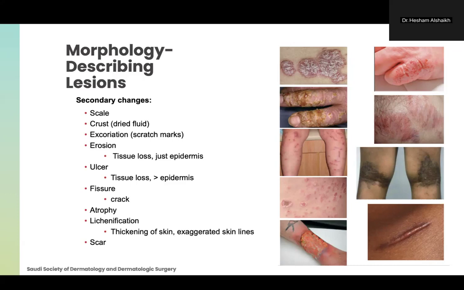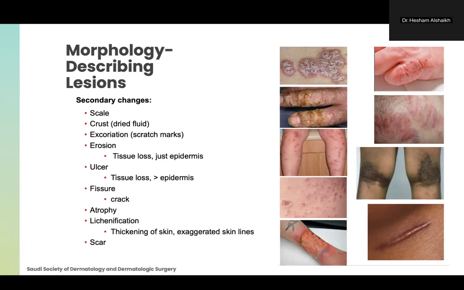Lichenification is basically a thickening of the skin due to chronic ongoing inflammation. Just by looking at some of these rashes, like lichenification, atrophy, and fissure, you'll be able to tell that this has been going on for a while. If a patient comes into your clinic and tells you that this has been going on for a week and you see these on the skin, then you know that you're not getting an accurate history.